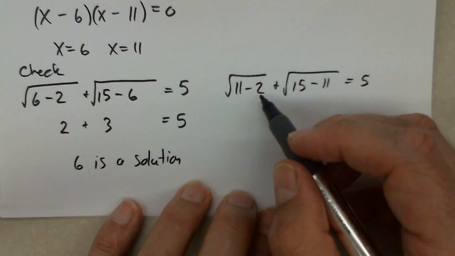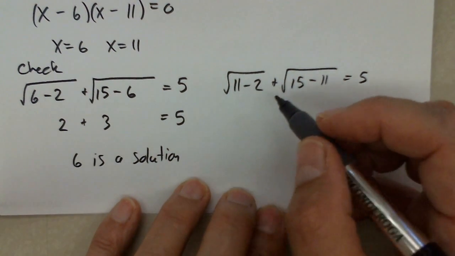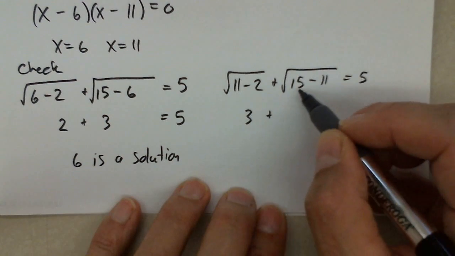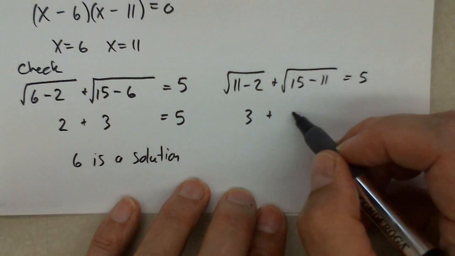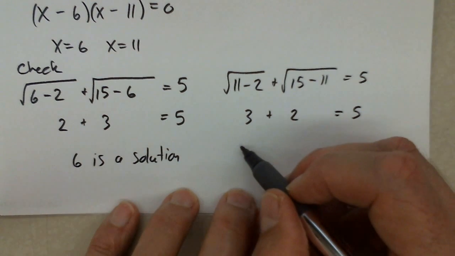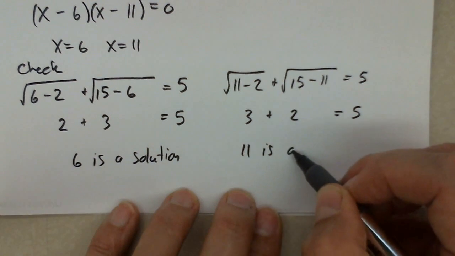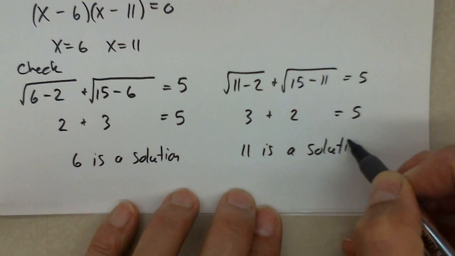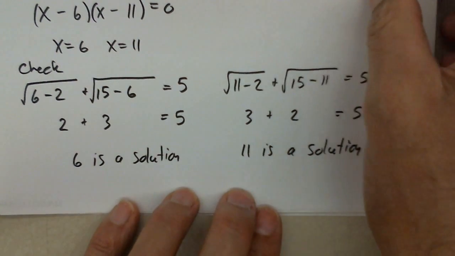Over here, 11 minus 2, 9. Square root 3. 15 minus 11, 4. Square root is 2. And that means that 11 is a solution. Last example.